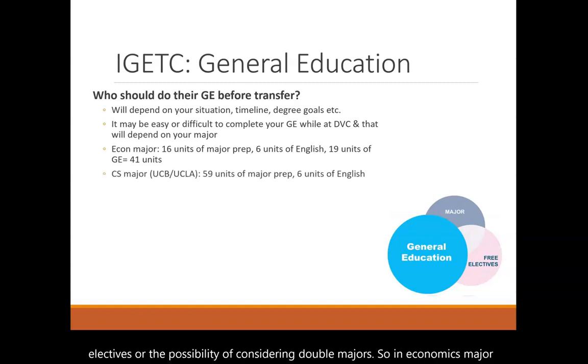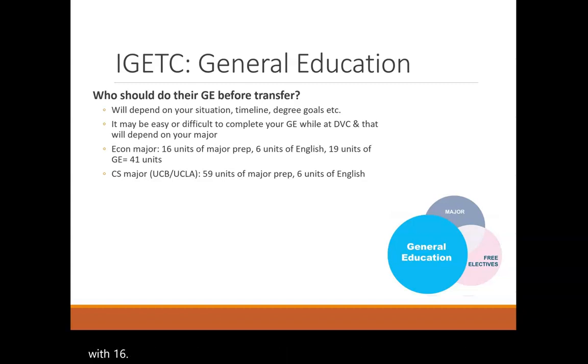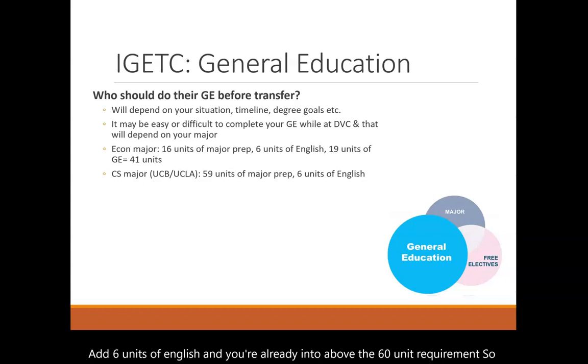If I pull over computer science, and this is something for example, if you're applying to both Berkeley and LA, they have 59 units of major preparation. So very big difference from econ with 16. Add 6 units of English, and you're already above the 60 unit requirement. So it's going to be pretty difficult to factor in all the GE plus electives if you're trying to do it in 2 years. You don't have to do it in 2 years.